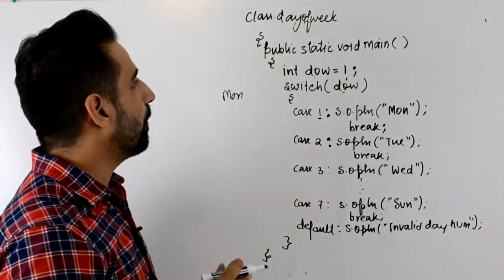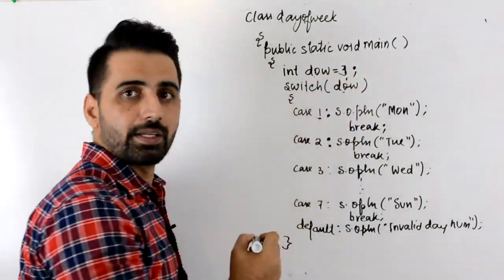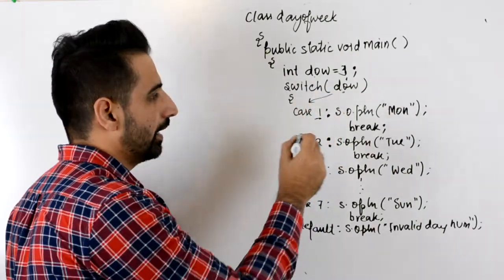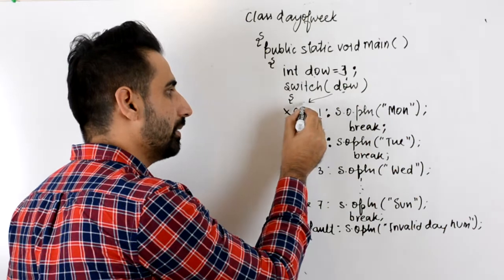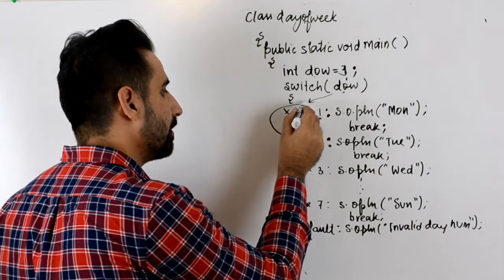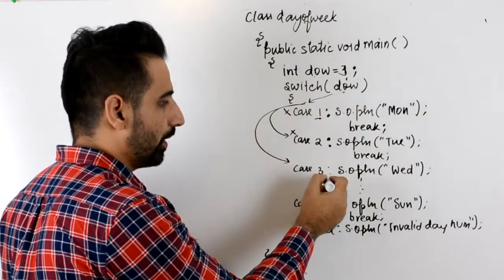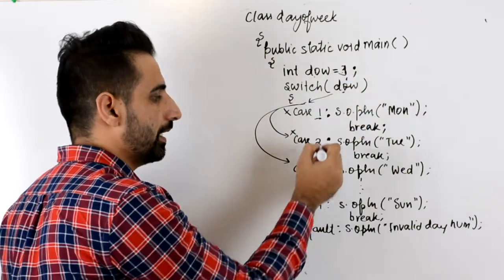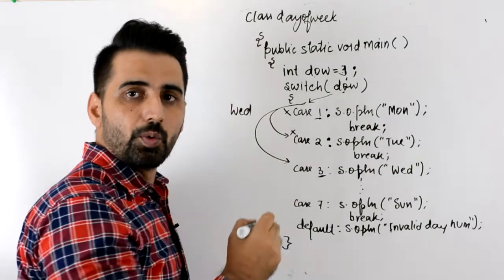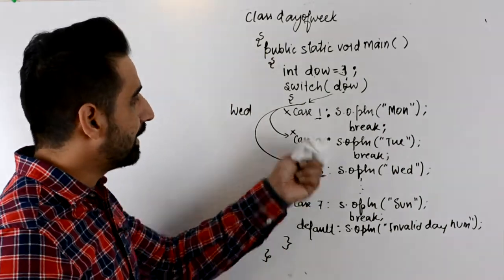Let's take an example. If I write DOW equals 3, then what will it do? It will try to match with case 1. It doesn't match. Then it will go to case 2. It doesn't match. Again it will go to case 3. Case 3 matches with our expression, because the value of DOW is 3, and 3 matches with 3. So what will it print? It will print Wednesday. Why does it print Wednesday? Because case 3 matches.